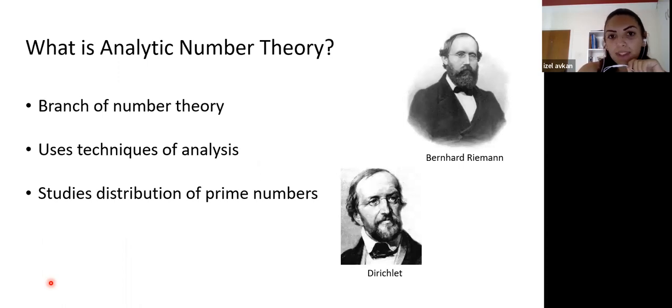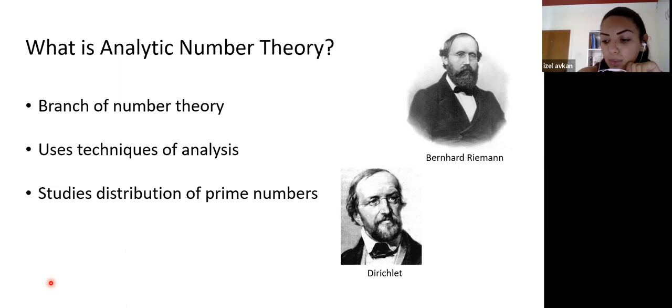So let's begin with the definition of analytic number theory. It is a branch of number theory that uses techniques of analysis to solve problems about integers in general and primes in particular. It became an independent part of number theory during the 19th century when works of Dirichlet and Riemann showed that methods from complex analysis can be used to study distribution of prime numbers.